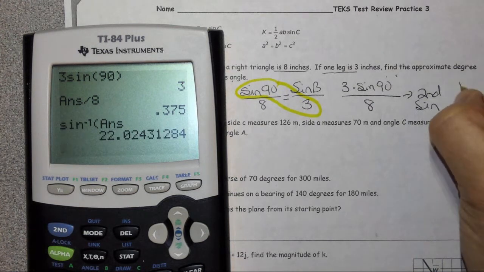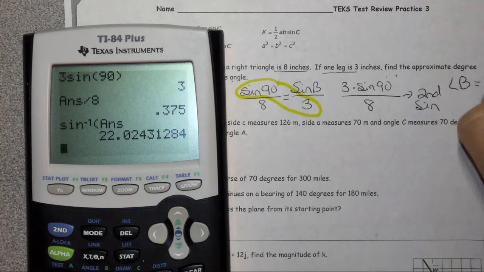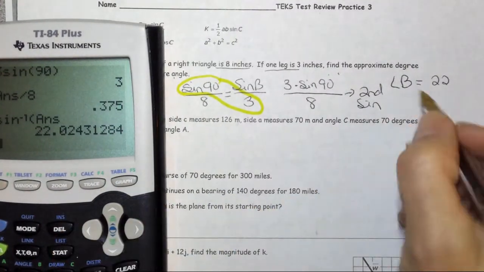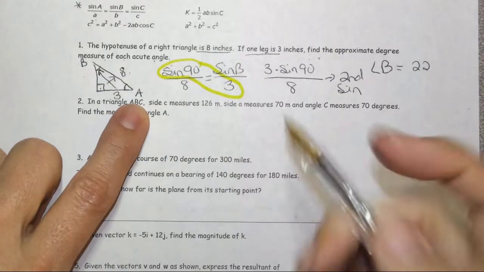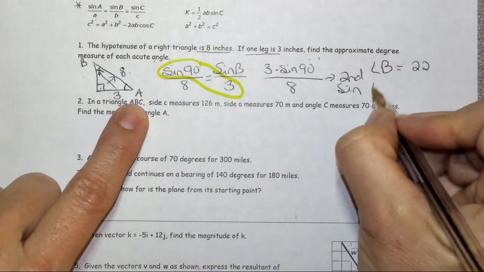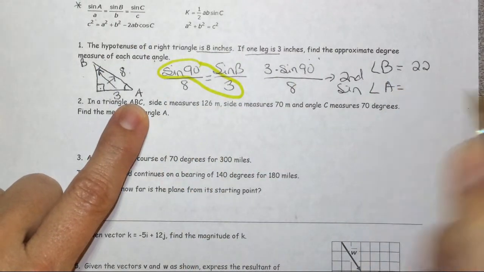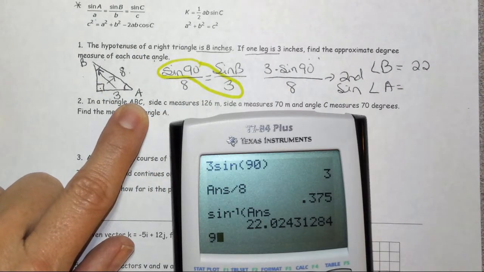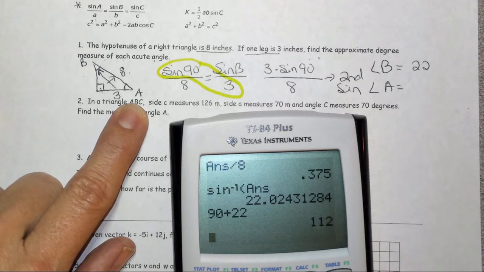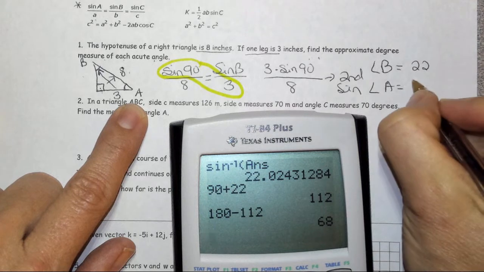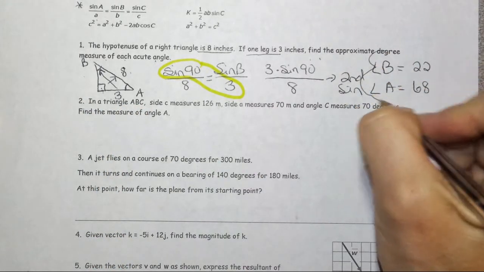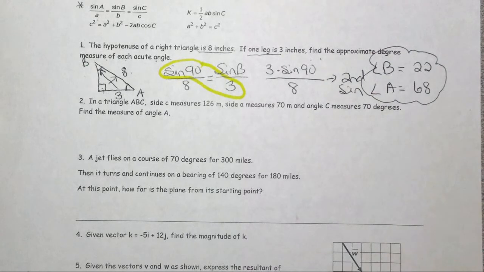So my first angle, angle B, is 22. I'm just going to round it to a whole number. To find the third angle, to find angle A, I'm going to remember that all triangles add up to 180 degrees. So if this angle is 90, and this one is 22, 90 plus 22 equals 112. So 180 minus 112 is going to give me my second angle of 68. So the 2 angles that I needed to find are 22 and 68.